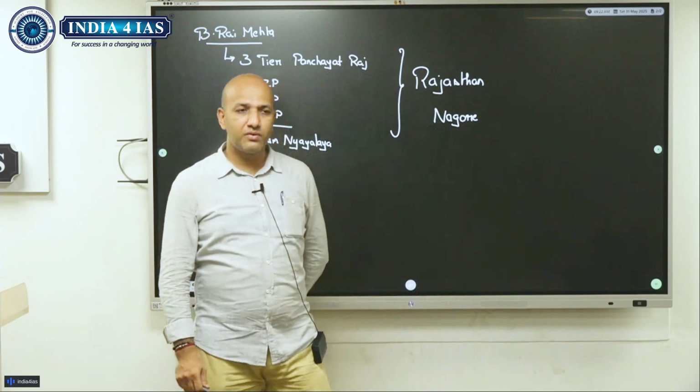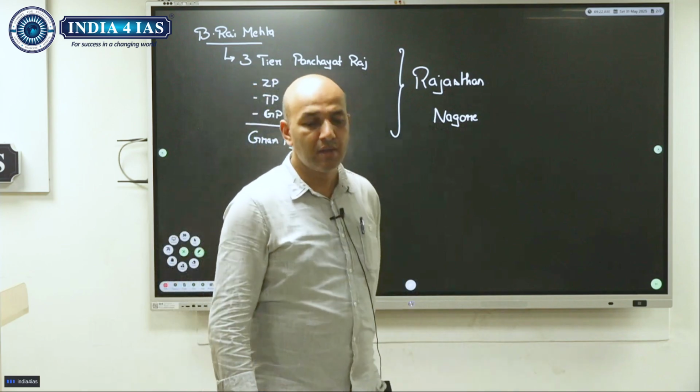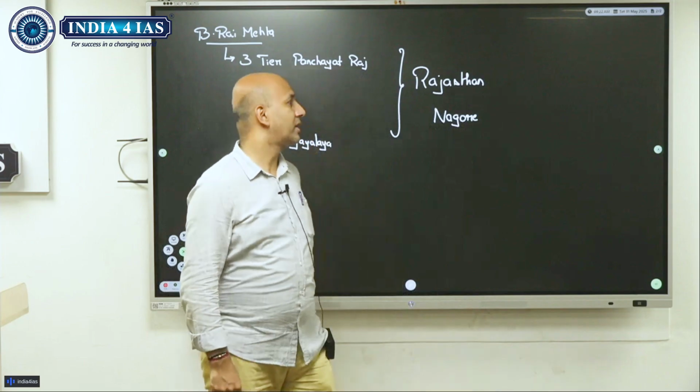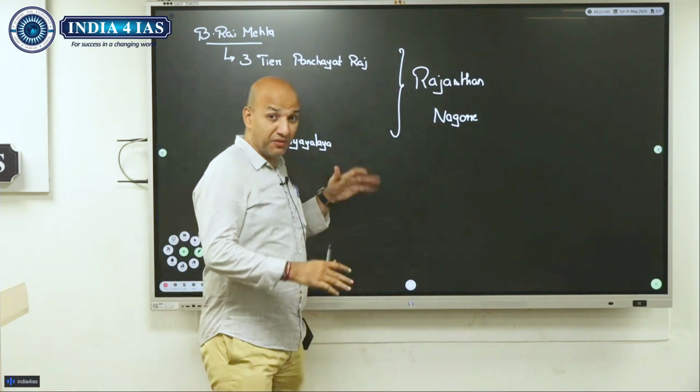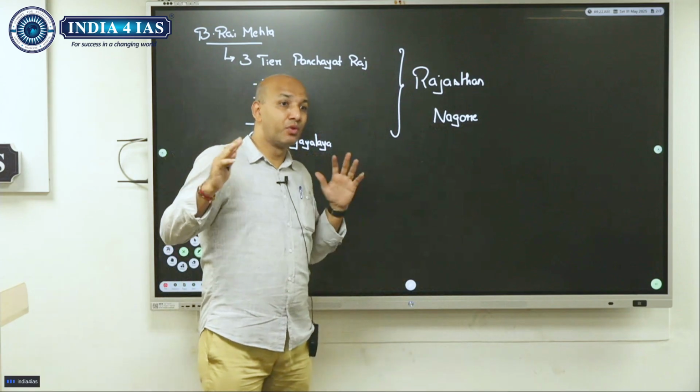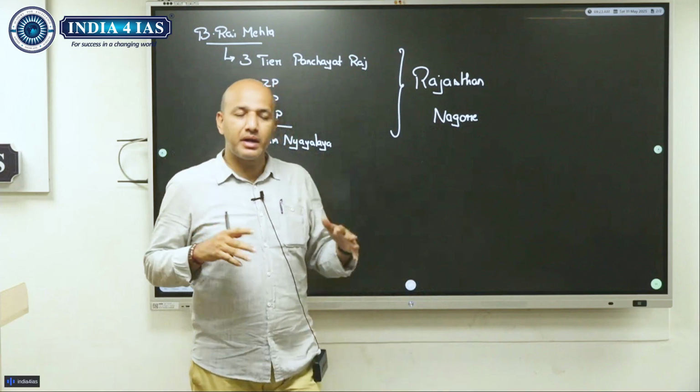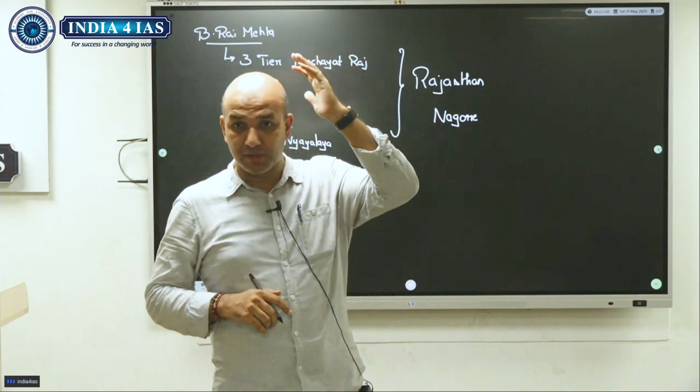Rajasthan was the first state. After that, Maharashtra. And Nagaur district was the first district to set up the Panchayati Raj system. Is this the first time ever that India had a Panchayati Raj system? No. India had a local self-government idea from the earliest Cholas period.